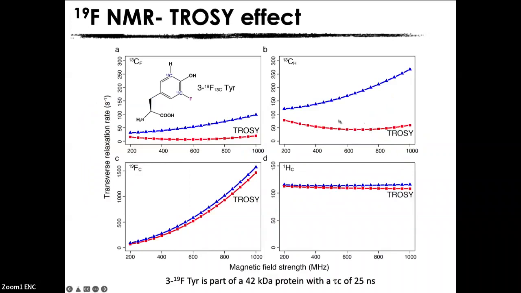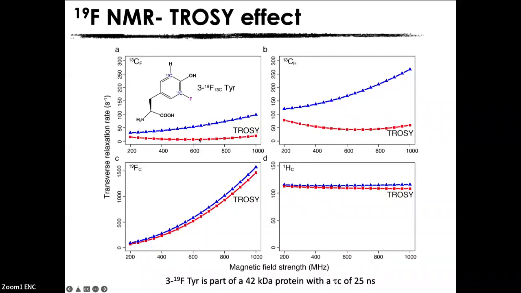So now, here are some of the theoretical calculations for the transverse relaxation rate for a protein with a molecular tumbling time of about 25 nanoseconds. And here you can see the decoupled component in blue and the TROSY component in red as a function of the magnetic field strength. So here I compare on the left the carbon that's attached to a fluorine, and on the right the carbon that's attached to the hydrogen. Now we can see that for the carbon that is attached to the fluorine, the TROSY relaxation rate is extremely low.